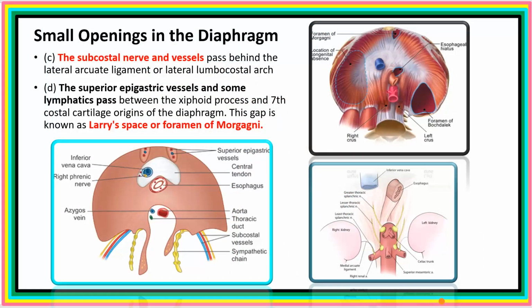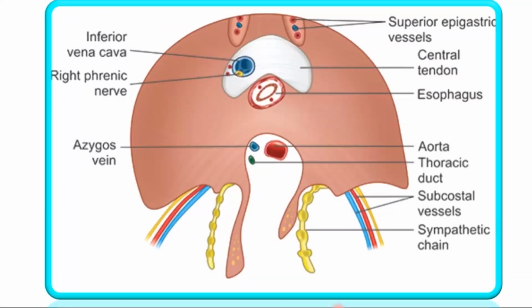The next structure to be passing through these small openings of the diaphragm will be the subcostal nerve and vessels. Now, while the medial arcuate ligament here was noted to be passing the sympathetic chains, the lateral arcuate ligament here on the right and then here on the left will be passing the subcostal nerves and vessels. So here we are seeing the subcostal nerve, the artery, and the vein.